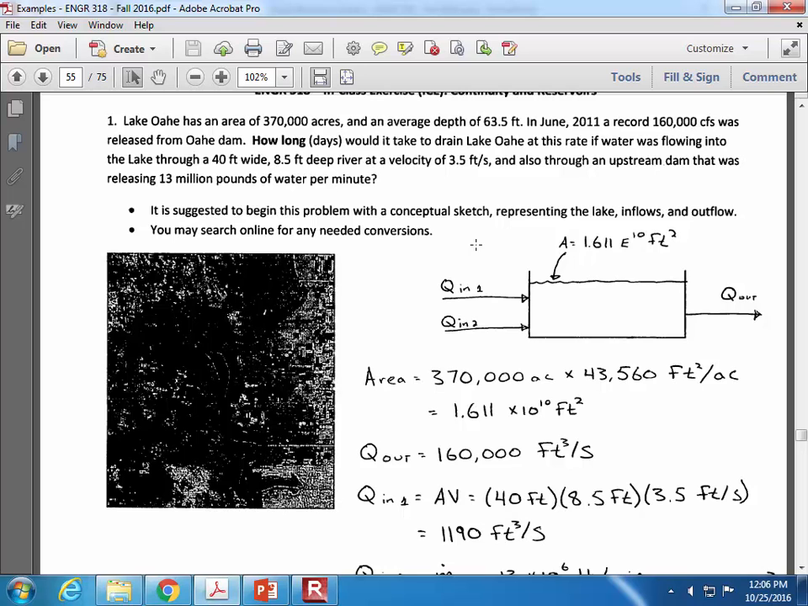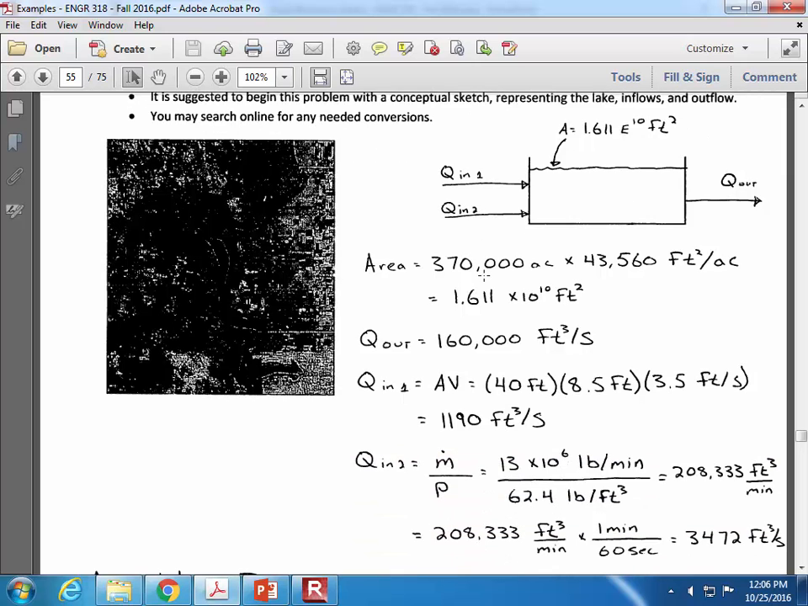And we know the river flow rate in, and we need to convert that mass flow rate, pounds per minute, into cubic feet per second. So we have to know that it's 62.4 pounds per cubic foot, and then convert from per minute to per second.